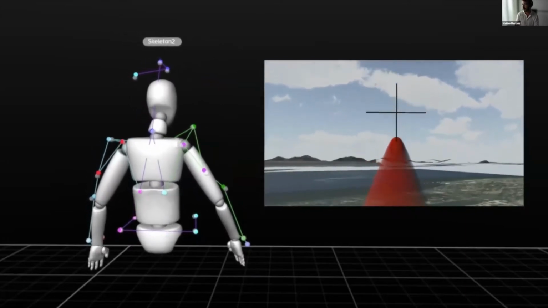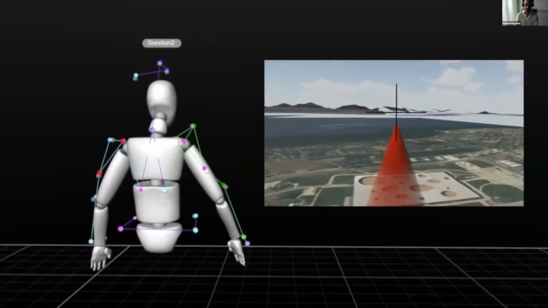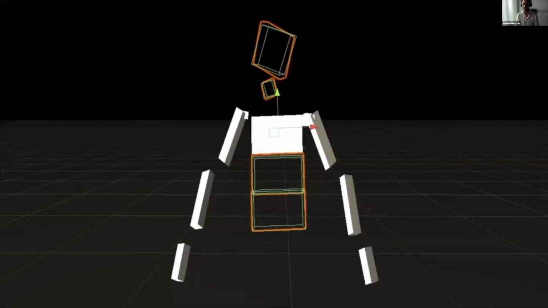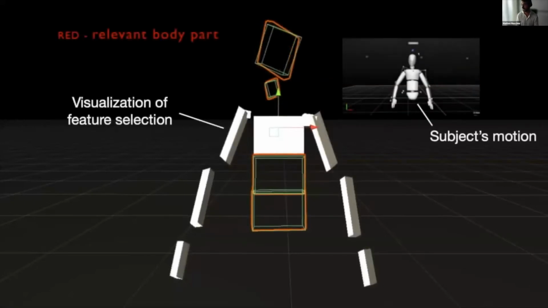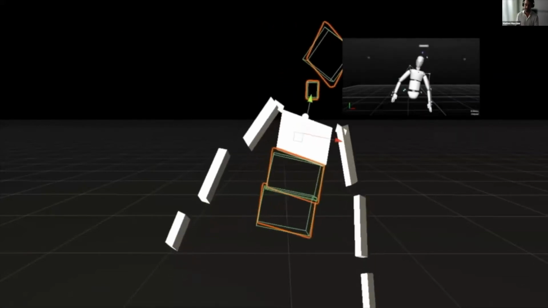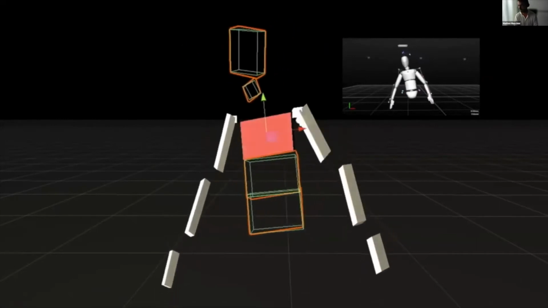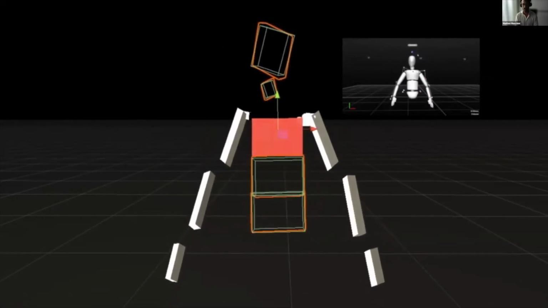The more complex the robot, the more maneuvers we need because we have more degrees of freedom to control. Now, the first step is identifying the most important motion features, so the most important body parts. So we run this feature selection, which is based on the variance of each body part in terms of Euler angles and the correlation with the robot actions.